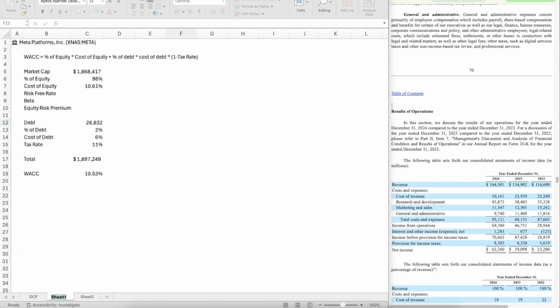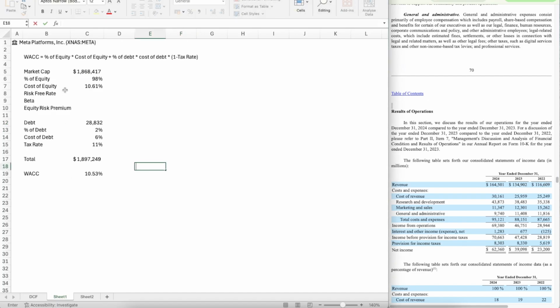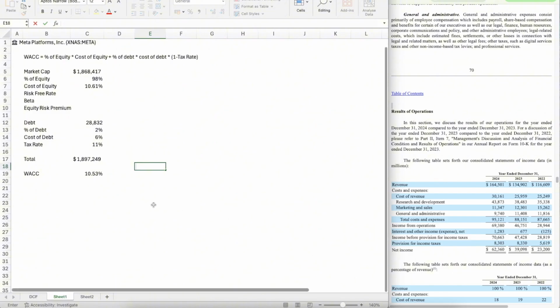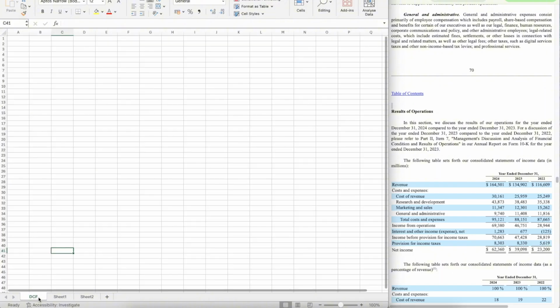Today we're going to build the DCF for Meta Platforms. We've already done the WACC in the previous video. If you followed along, great, and you've got your spreadsheet up, awesome. If not, just use this WACC figure of 10.53%. So without further ado, let's crack on.